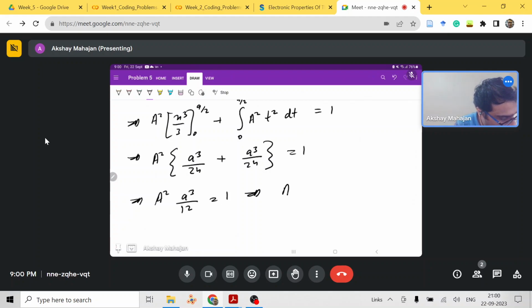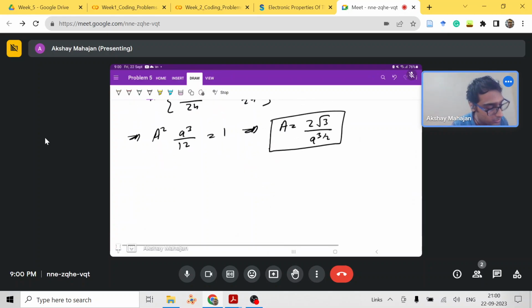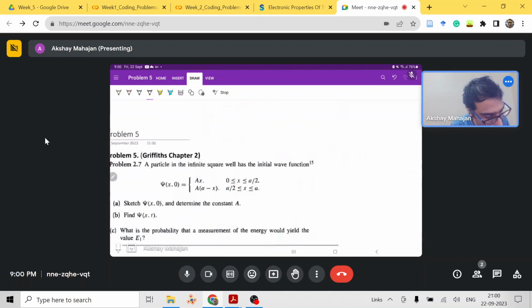Which implies our a should be equal to, we take the square root, we get 2 by root 3 divided by a to the power 3 by 2. Alright, we just take this on 12 upon a cube a square and then take the square root. So this is our value of a, 2 by root 3 upon a to the power 3 by 2. Let's go to our b part.